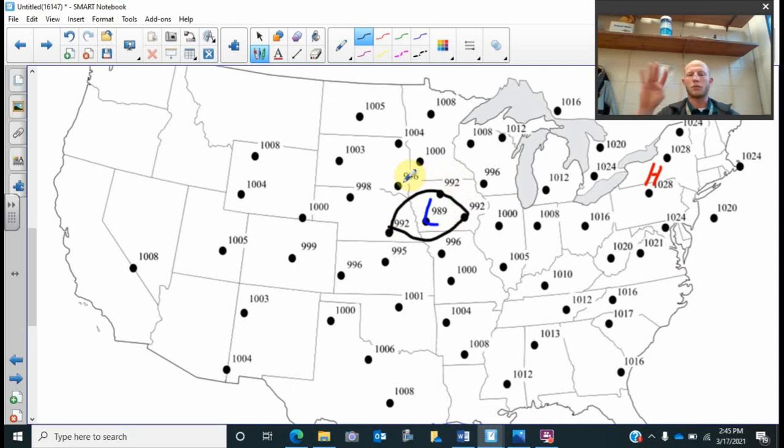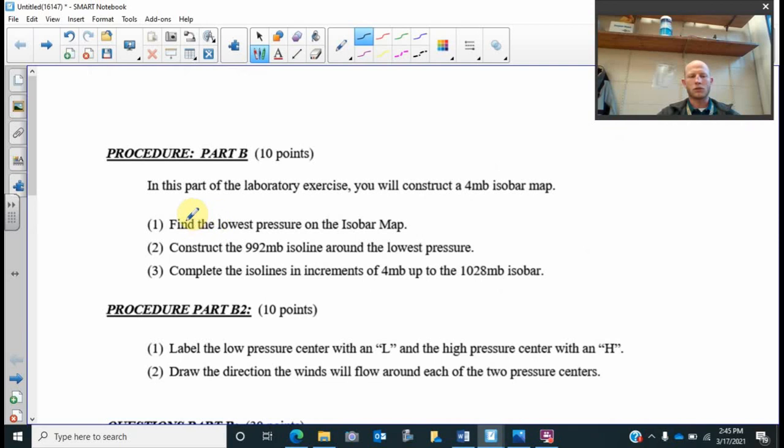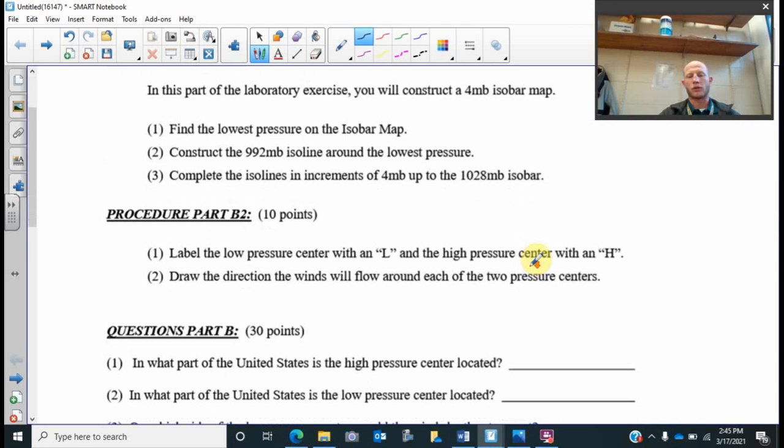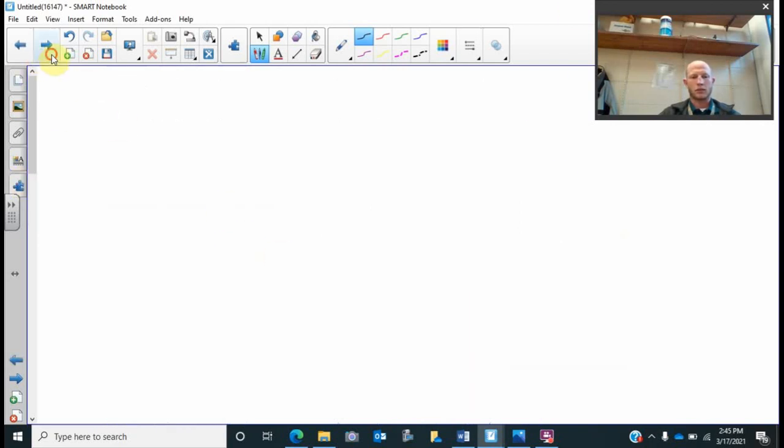Next, we go up in 4 millibar increments. Why do we go up in 4 millibar increments? How do I know to do this? It says find the lowest pressure on the isobar map. Done. Construct a 992 millibar iso line around the lowest pressure. Done. Complete the iso lines in increments of 4 millibars up to 1,028. That's how I know how to do that. And then we also labeled the center with a low and the high center with an H for high pressure. Draw the directions of the winds and how they'll flow. We'll talk about that at the end.